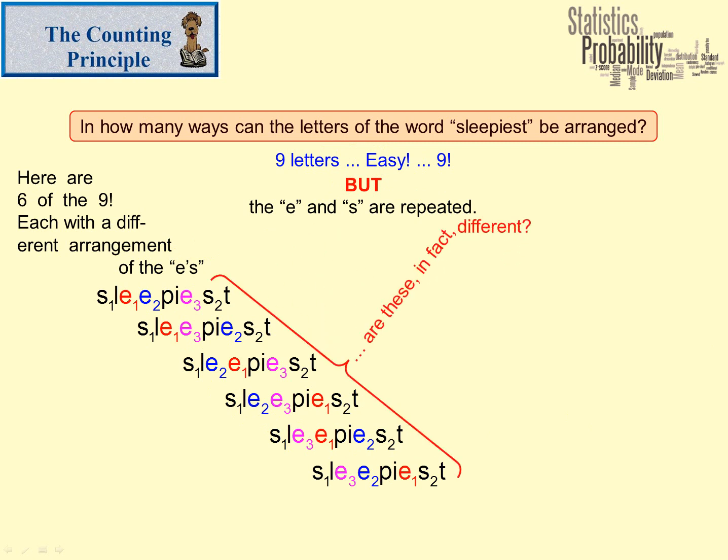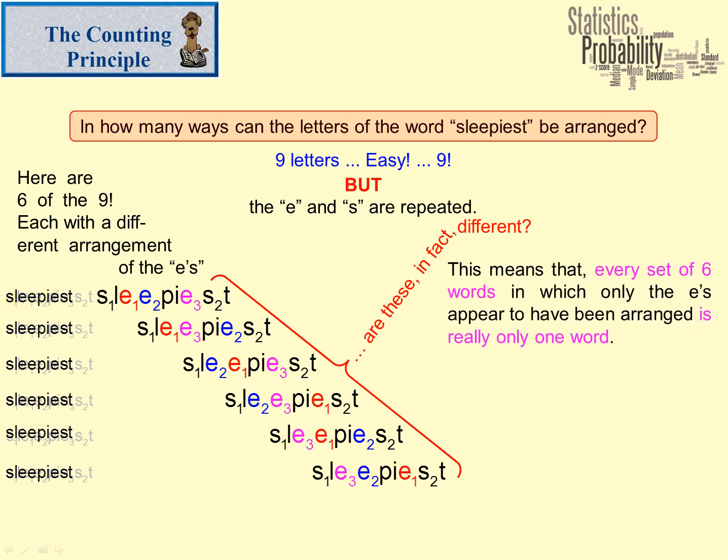But are they in fact different? They're exactly the same. Because you see, when we're arranging the letters of the word sleepiest, we don't see E1, E2, we see EE. So how are we to know? So every set of 6 words in which only the E's appear to be arranged is really only one word.